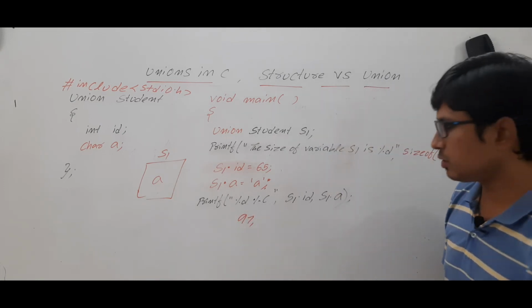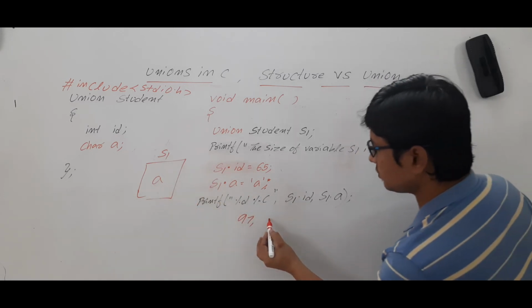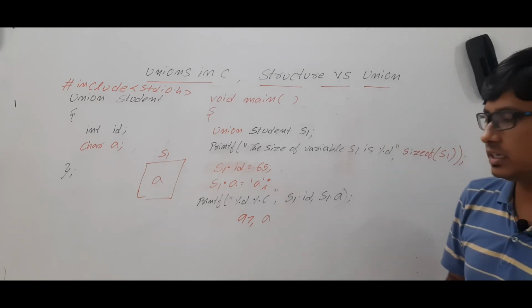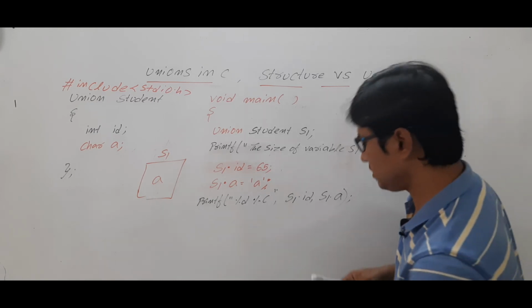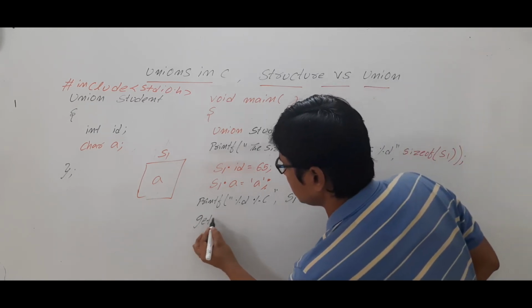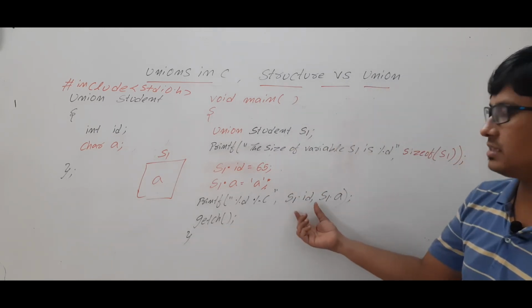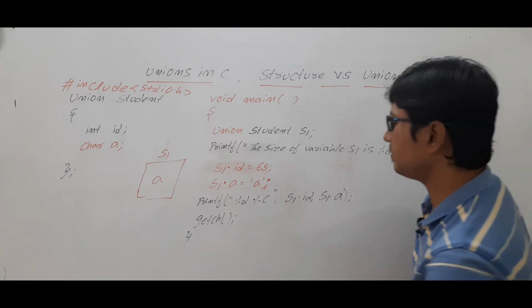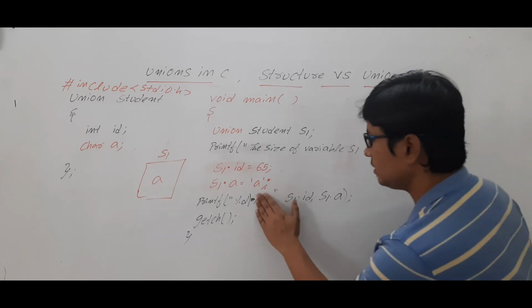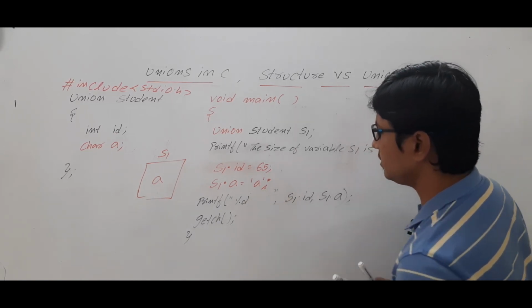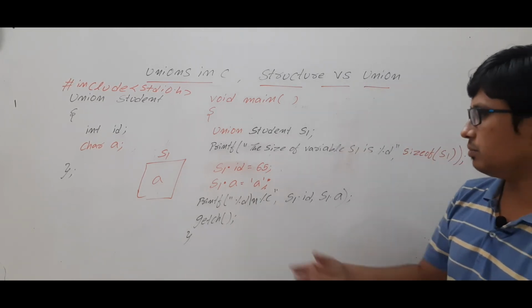Is it clear? Are you able to understand? And s1.a, the character you want to display, so it will display a. Then you write getch, and close the main function. So this program will print the output as 97 and a. To make it clear, you can write \n here also. If you want to print it on a new line, then you can write \n then %c. This is also okay.